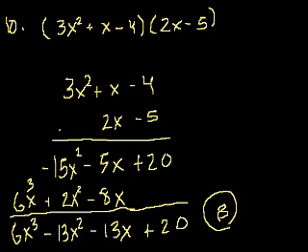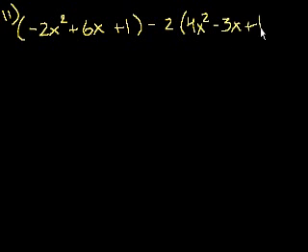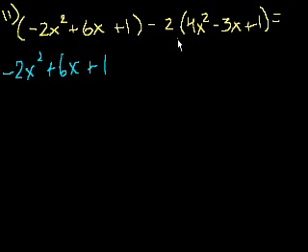Problem 11. Let's see. They wrote minus 2x squared plus 6x plus 1 minus 2 times 4x squared minus 3x plus 1, and this is problem 11, just so you know what we're doing. Now we just have to simplify this. Let me rewrite this part: minus 2x squared plus 6x plus 1. And now we have to distribute this. Let's distribute a minus 2.